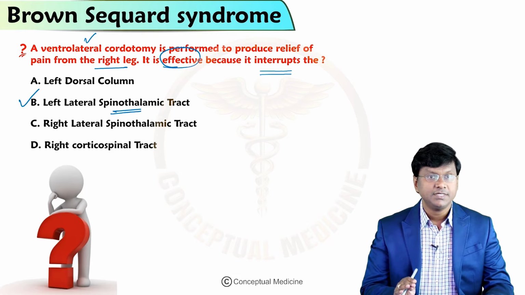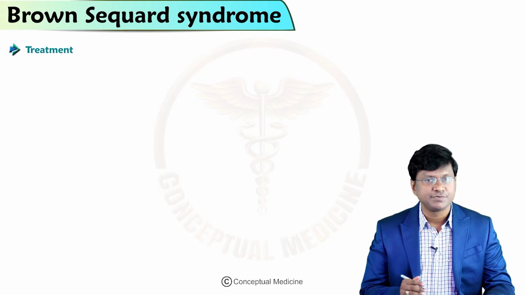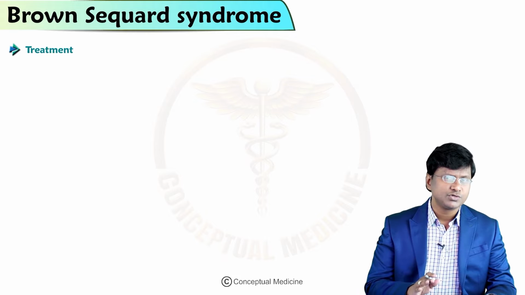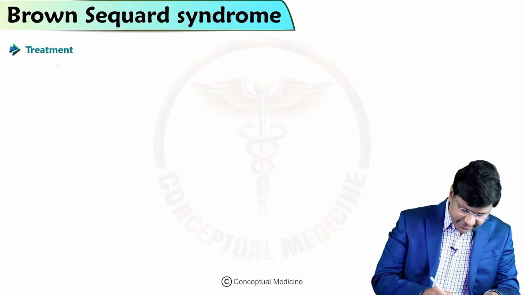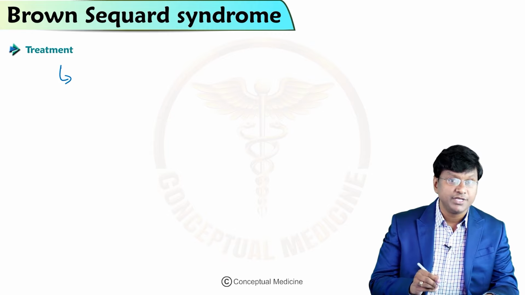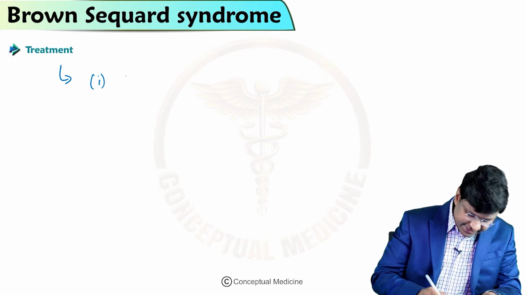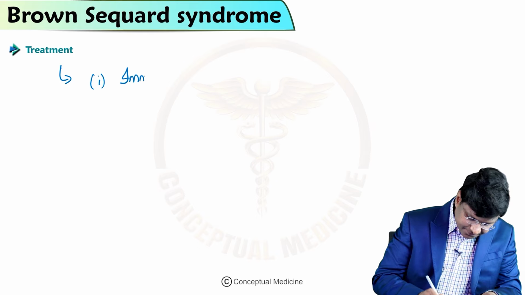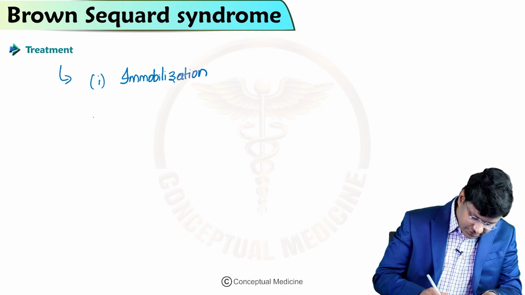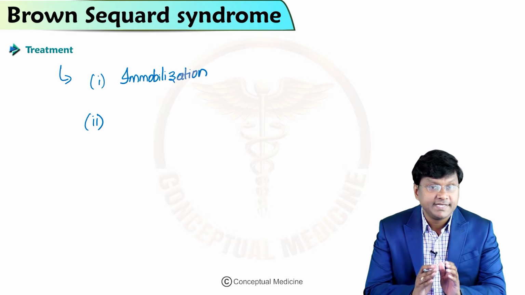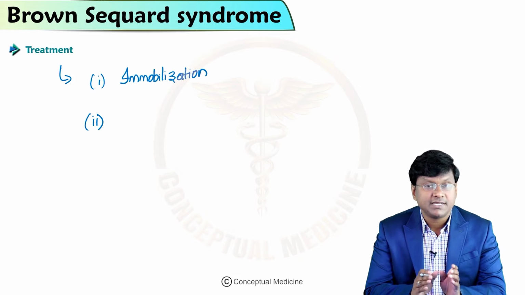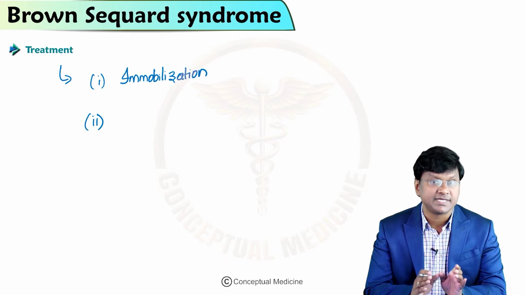Then, how do you treat these patients with the Brown-Séquard syndrome? See, most of the times Brown-Séquard syndrome is secondary to injury to the spinal cord. So what will be the treatment of the injury? It consists of, number one, immobilization. Right, number one, immobilization. Number two, if there is cord compression, then you need to start early decompressive laminectomy.